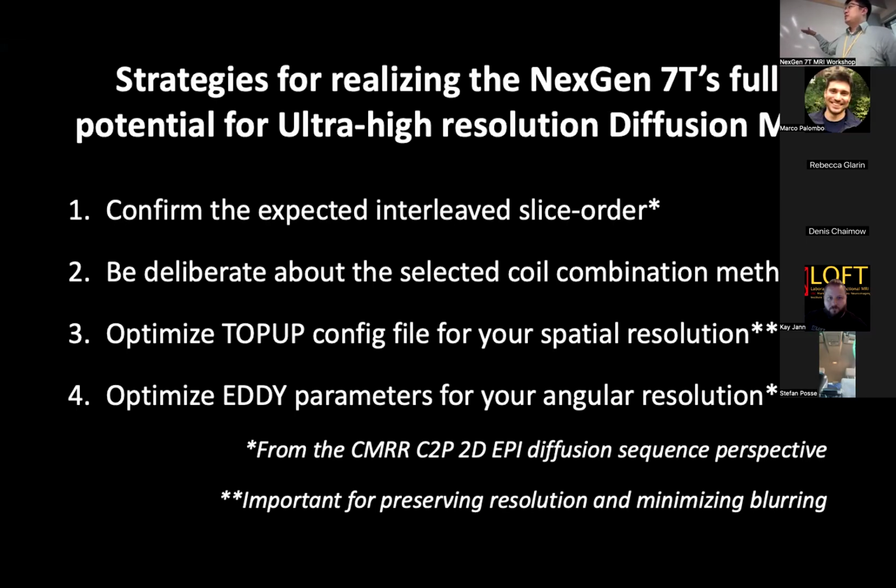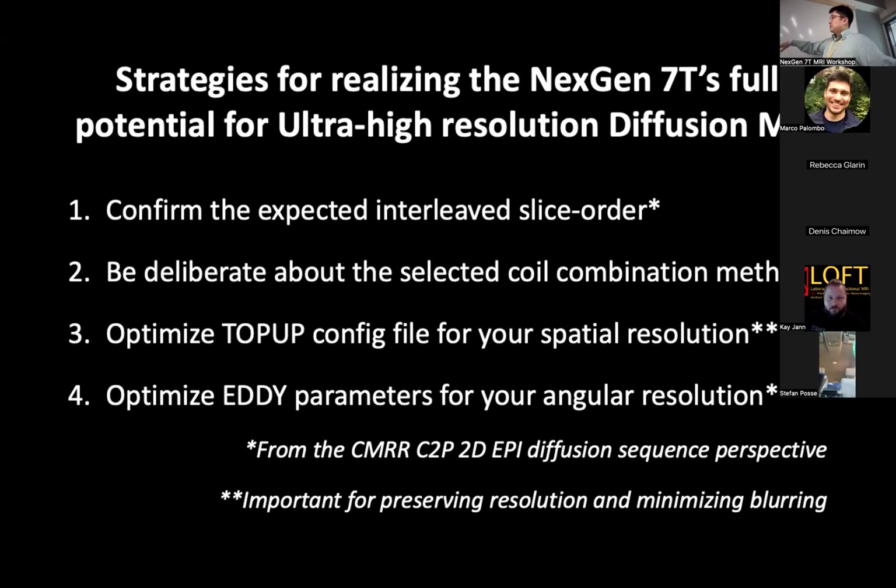Number two is to be deliberate about the coil combination method that you use to avoid any artifacts, especially when people are interested in using the phase information, but also it impacts the magnitude as well. The last two are more related to distortion and blurring. So a lot of people so far, including Kurt, talked about how to optimize your acquisition for top-up, and I have a follow-up on how to optimize the actual configuration file that when you run top-up to make sure you're getting the best correction possible. The last one is eddy current correction, and you'll see more about that later.